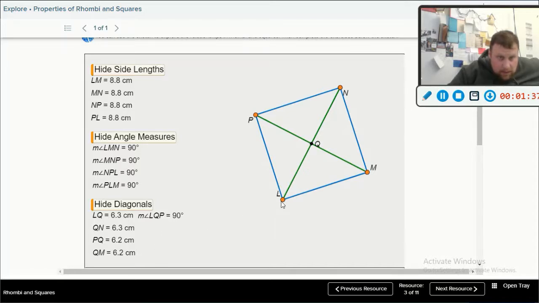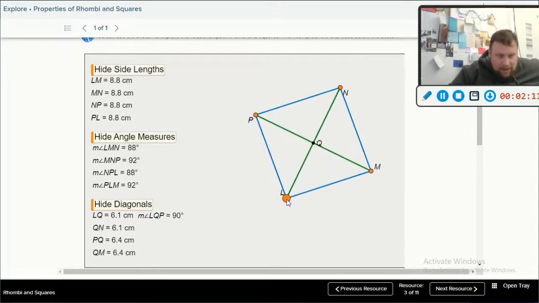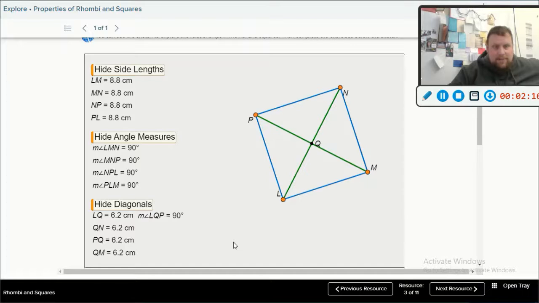Of course it's not. Let's see. We should have LQ or LN, excuse me. LN is 6.3. Is it? Where is it? LQ. Okay, it's saying LQ is 6.3, and then QN is 6.3, because those are the same, and it's saying they're supposed to be the same. Oh, I hate that. There we go. Now it's a perfect square.